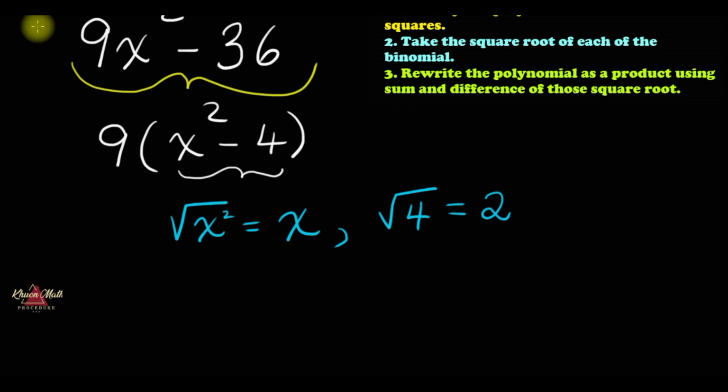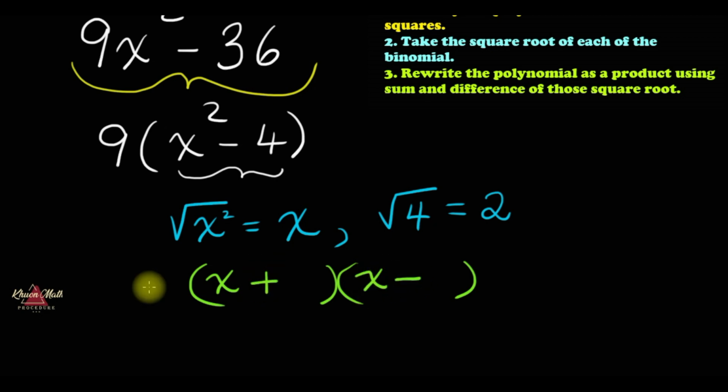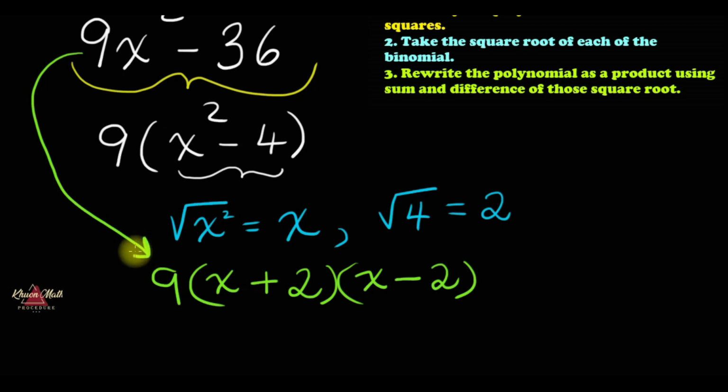Moving on to step 3 is to rewrite the polynomial as a product. So here we have square root of x squared, right? That's x. So we need an x and an x. We need a sum, and we need a difference. And then square root of 4 is 2. And then don't forget to bring down the 9, because that's still one of the factors. So now when you factor 9x squared minus 36, you get these 3 factors. If we multiply all these 3 factors, we get the 9x squared minus 36.